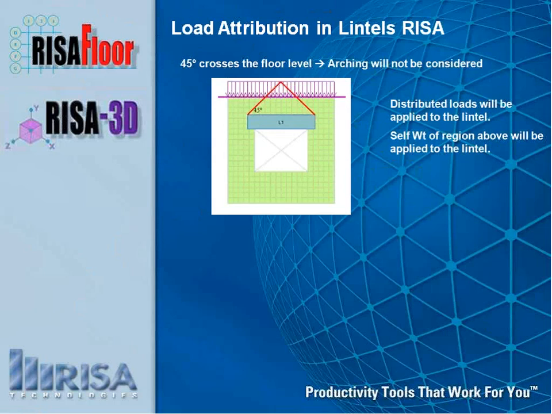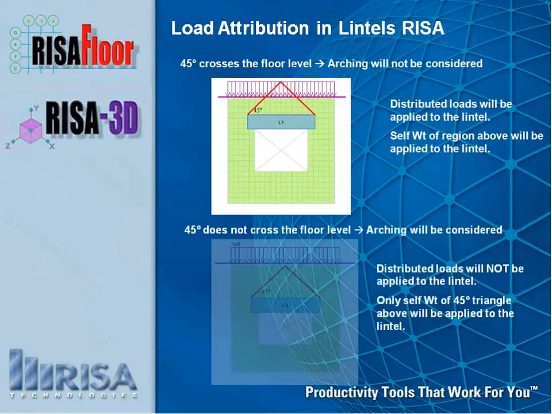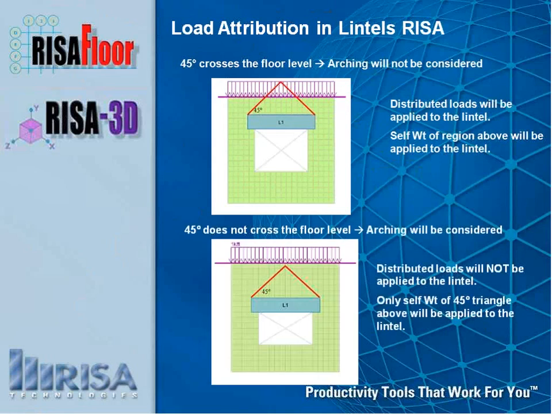We will be distributing those loads directly to that lintel, and the self-weight of the region will be applied directly into that lintel. Okay, but when you have the actual 45 degrees not crossing the floor level, so when you can see that picture, that triangle is just slightly below that floor level, arching will be considered. And these distributed loads will not be applied to the lintel. They will just be shed to the regions to the sides. And then you'll see that you only use the self-weight of the triangle. That 45-degree triangle will be inside that lintel.